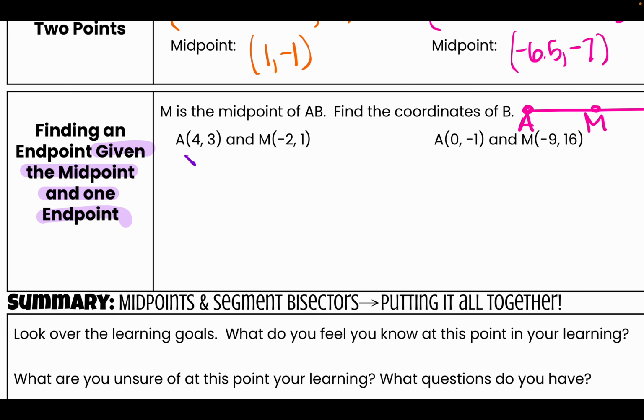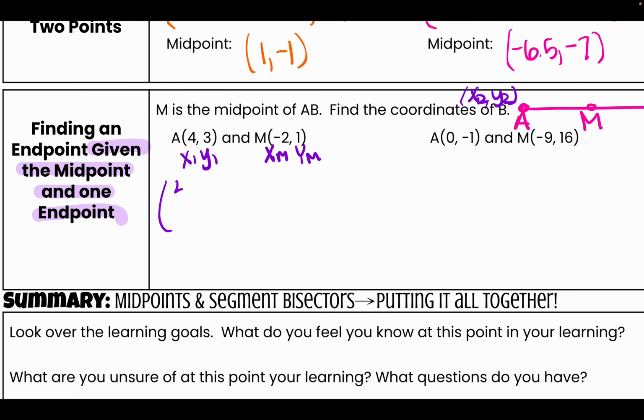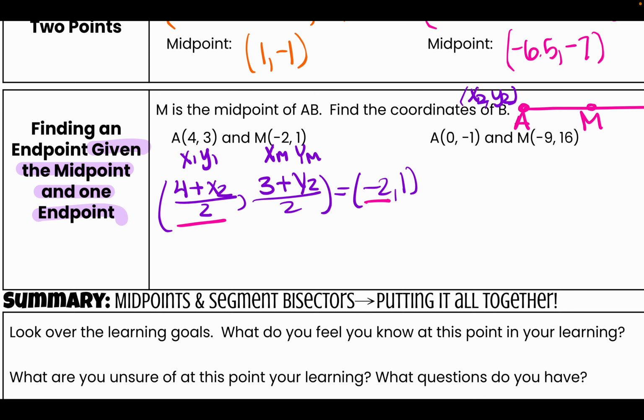So in this case, this is x1, y1, and this is xm, ym, not x2 or y2; m for midpoint. So in our formula, B is x2, y2. So we have 4 plus x2 over 2 and 3 plus y2 over 2, and that equals -2, 1. So what I like to do is take the x's and set them equal. So 4 plus x2 over 2 equals -2. First thing we gotta do is double everything. So multiply both sides by 2. So we get 4 plus x2, because these 2's cancel each other out, equal to -4.